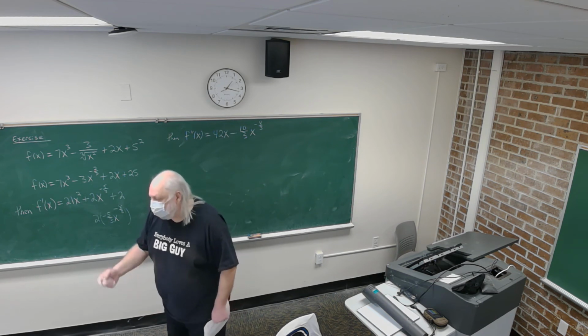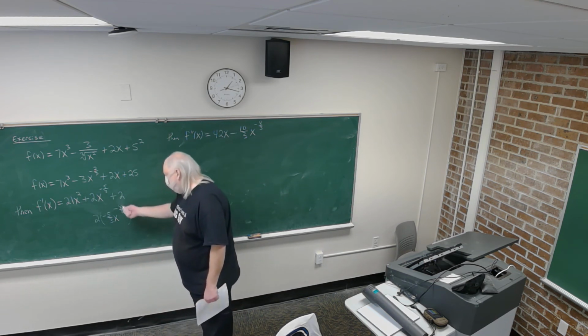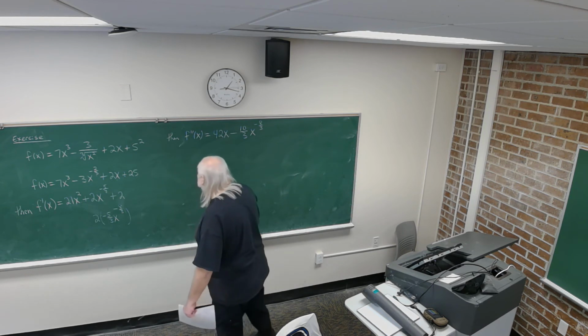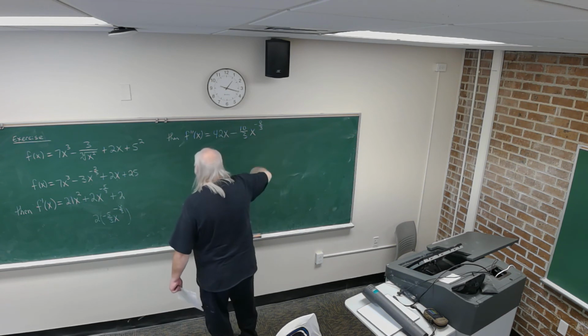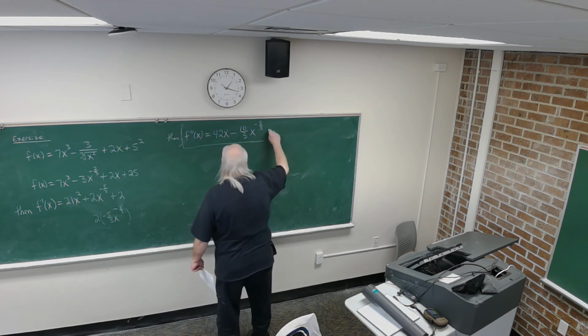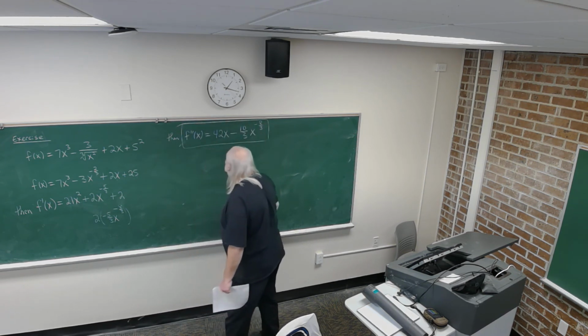Nelson? Yeah, 0 again. I'll give you the tough one again. You got 0, right? It's plus 0. Okay. And so we don't write out plus 0. And so that's the second derivative.